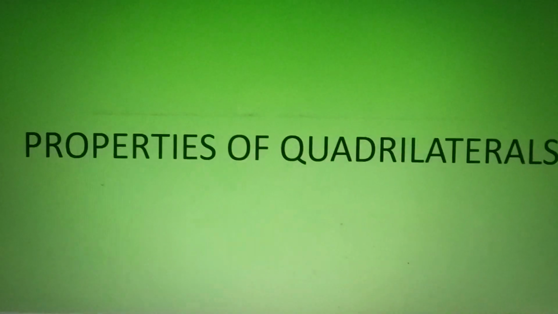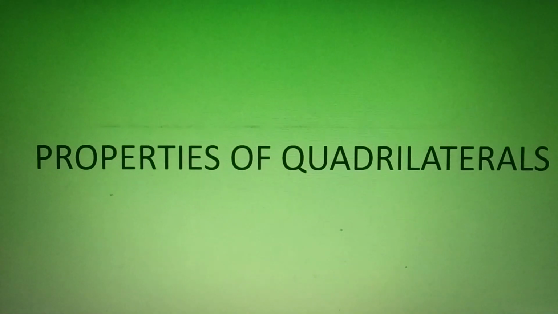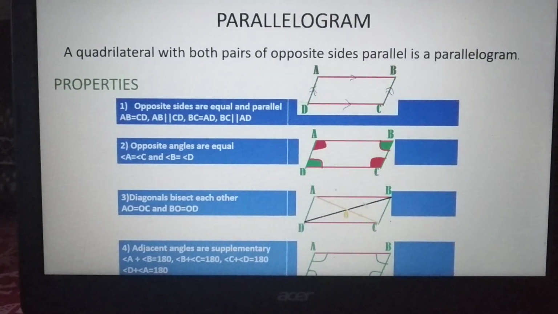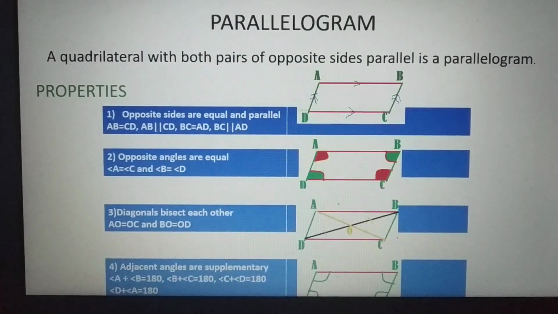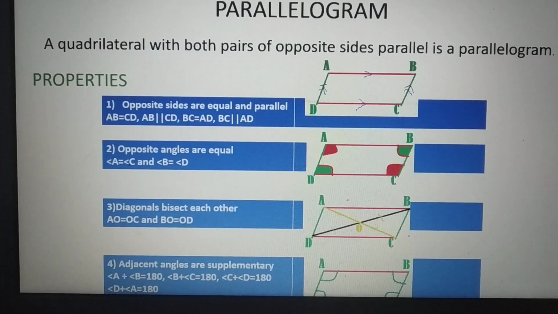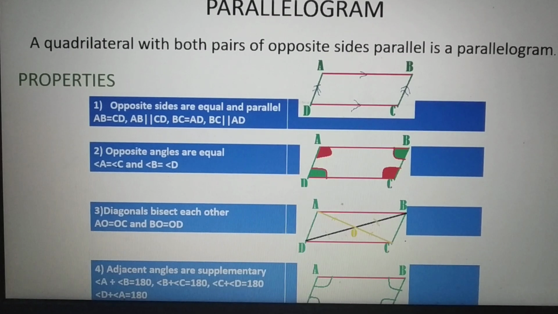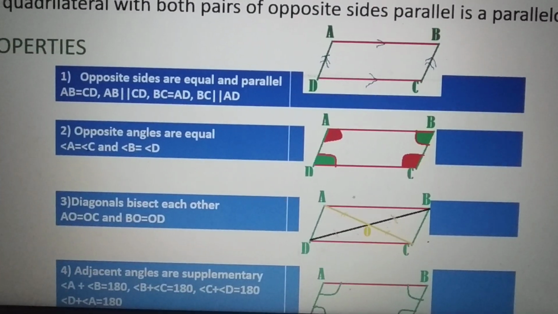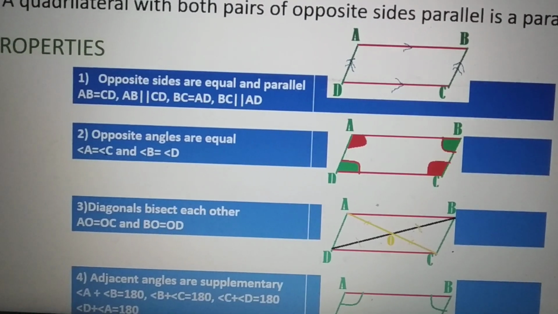Next, let us discuss the properties of a quadrilateral. First one is parallelogram. What is a parallelogram? A quadrilateral with both pairs of opposite sides parallel is a parallelogram. And the properties are, first property, opposite sides are equal and parallel.